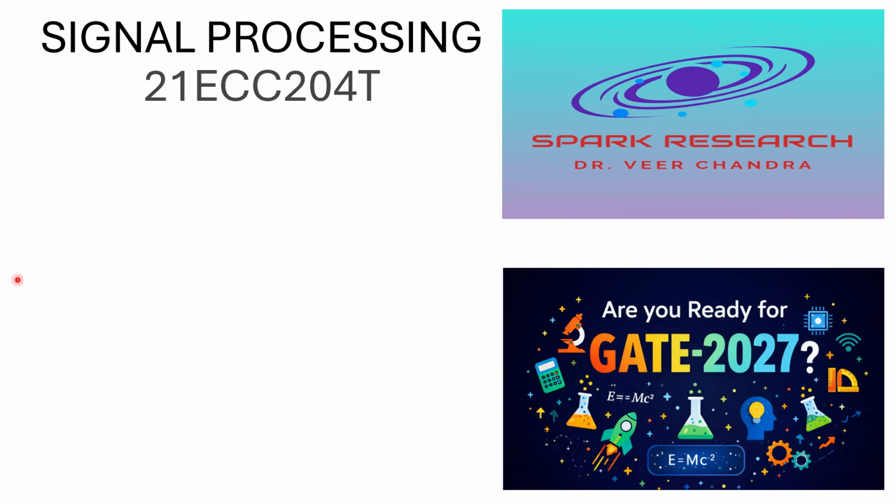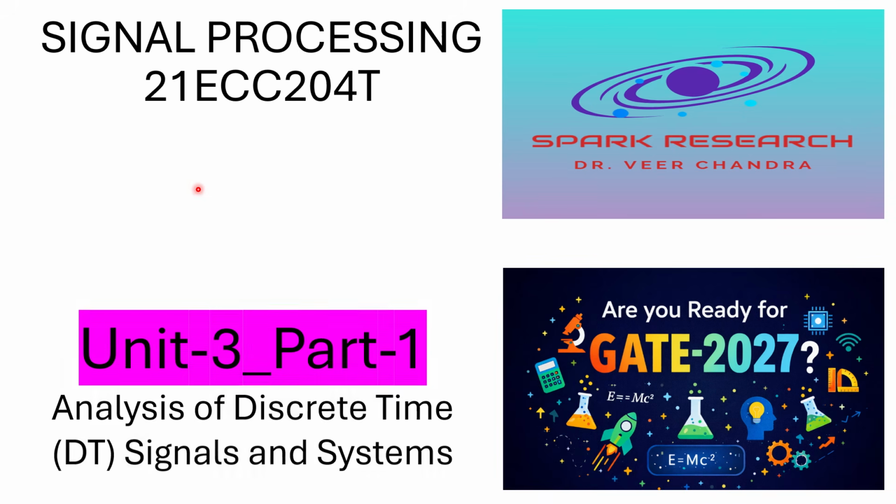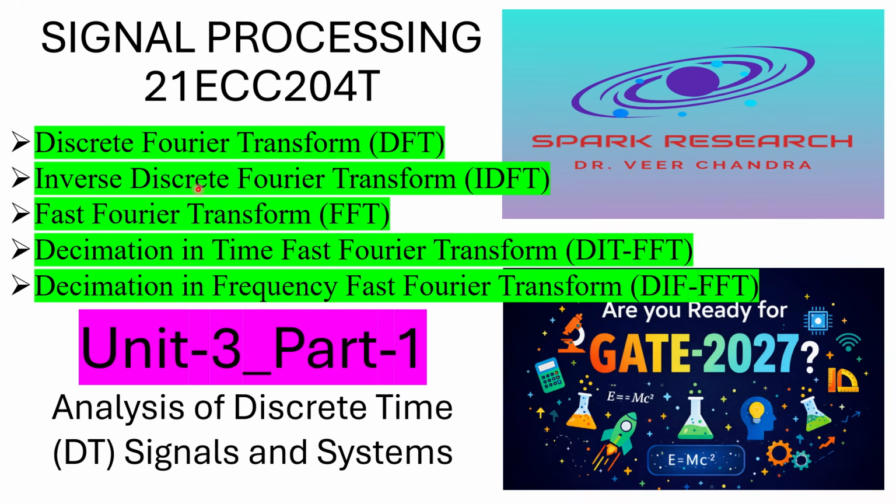And here is another session for this particular course, Signal Processing. This is the first part of the third unit. Here we are going to talk about the analysis of discrete time signals and systems. Particularly, we will take the contents from these topics.